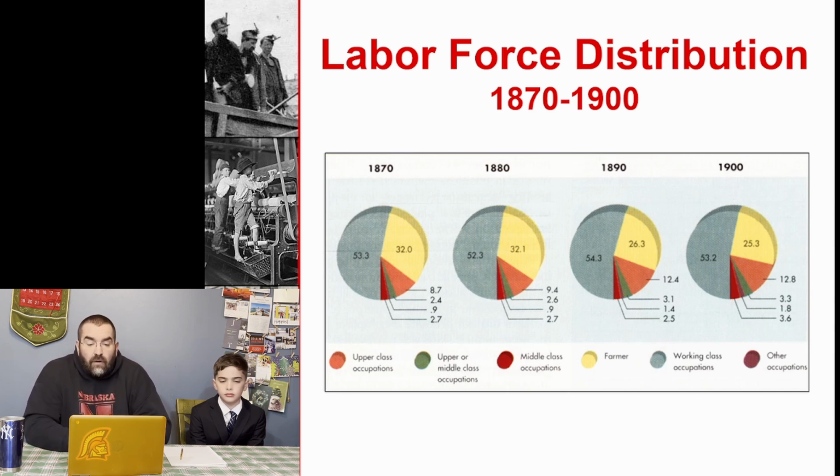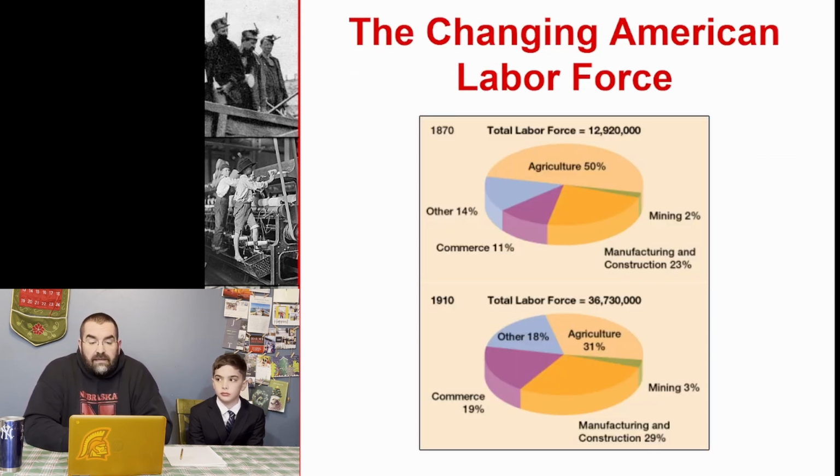The American labor force in general changed. Again, in 1870, you're talking about half the people somehow being involved in agriculture, not just farmers, but somehow being involved in agriculture. And by 1910, that had dropped down to 31%. Meanwhile, industries like manufacturing and construction went up from 23% to 29%. Commerce, aka shipping, increased from 11% to 19%. So people left the farms, they moved into the cities. You guys learned back in 10th grade that industrialization led to urbanization.